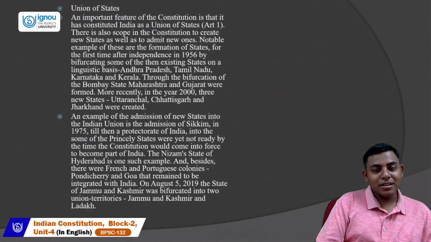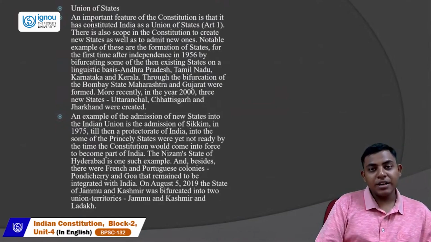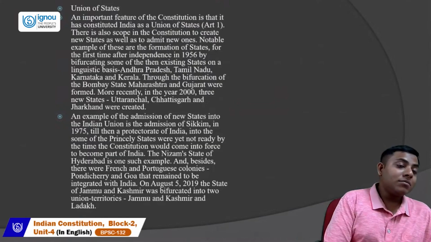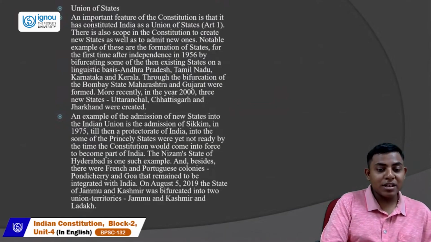And even after that, states continued to be created. For example, Meghalaya was created in 1972, Goa was created in 1987. Goa was given full statehood in 1987. Then Uttaranchal, which now became Uttarakhand, Jharkhand and Chhattisgarh were created in 2000, and Telangana was created in 2014.